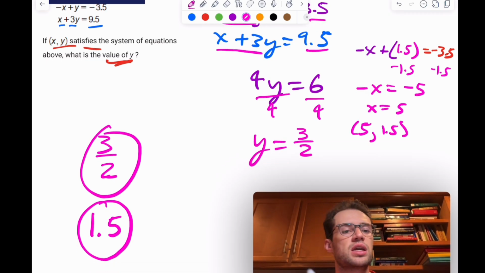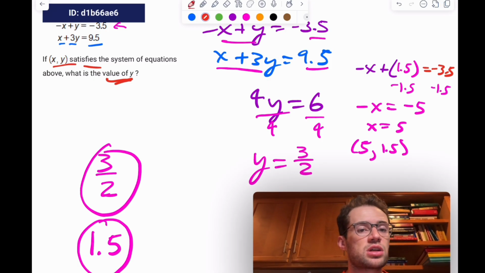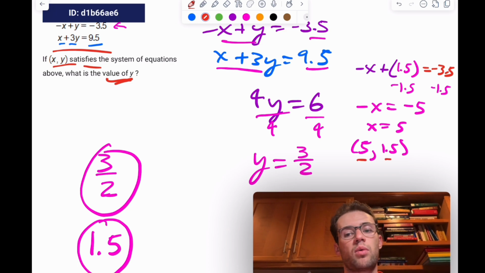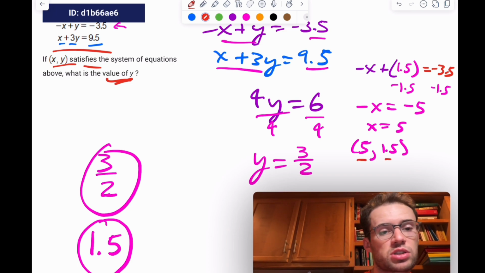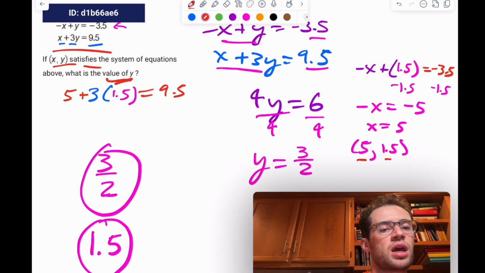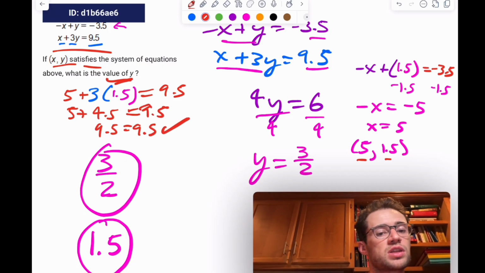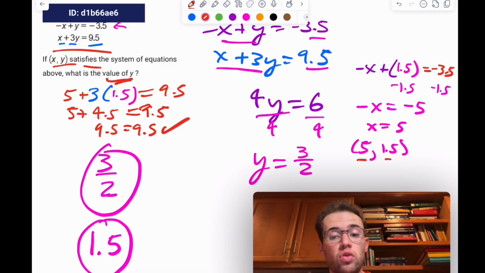But we found that using the y value and then using this equation. To verify that that is the right answer, we just plug those same values, 5 comma 1.5, into the second equation and see if it actually works. So when x is 5, 5 plus 3 times our y value of 1.5 should be equal to 9.5. Let's see. 3 times 1.5 is 4.5. So 5 plus 4.5 is in fact equal to 9.5. So that checks out. That's a way of verifying it. You could also type both of these equations into Desmos and see if the point where they cross is 5 comma 1.5.